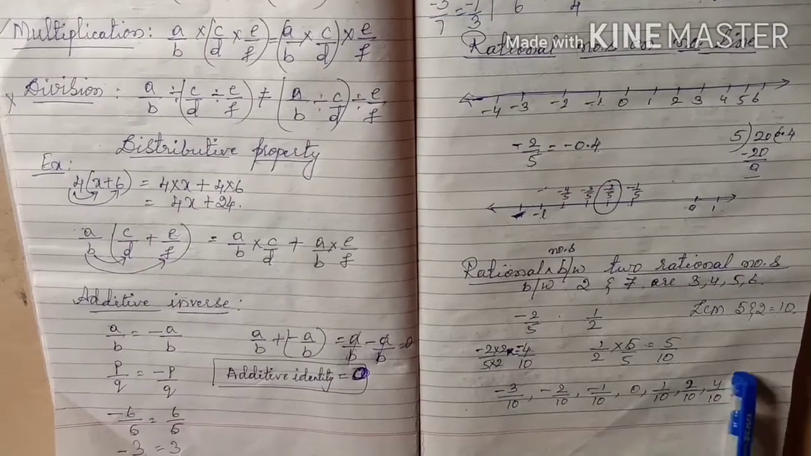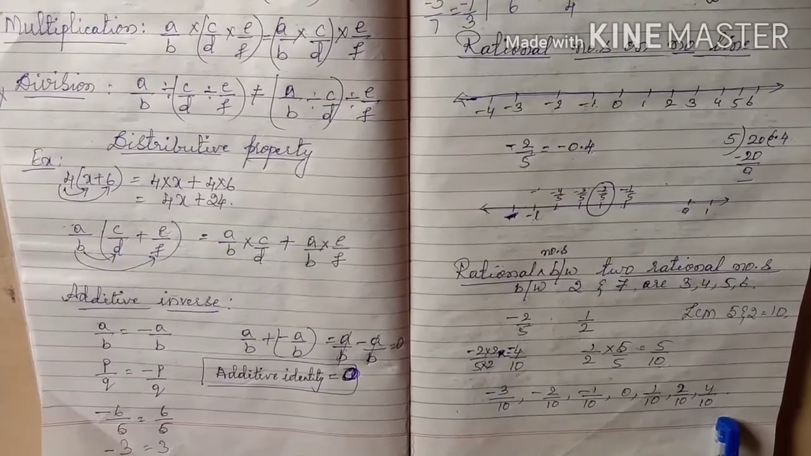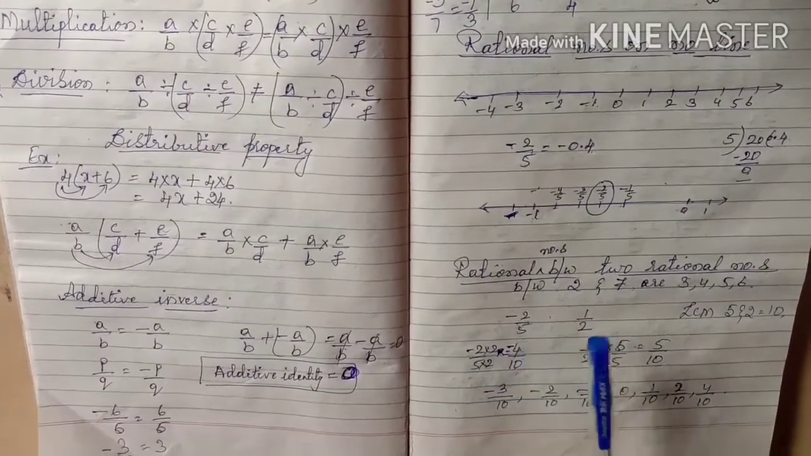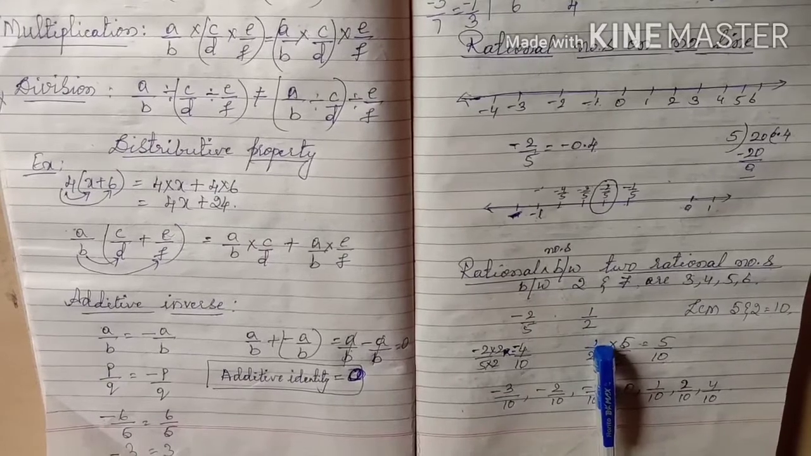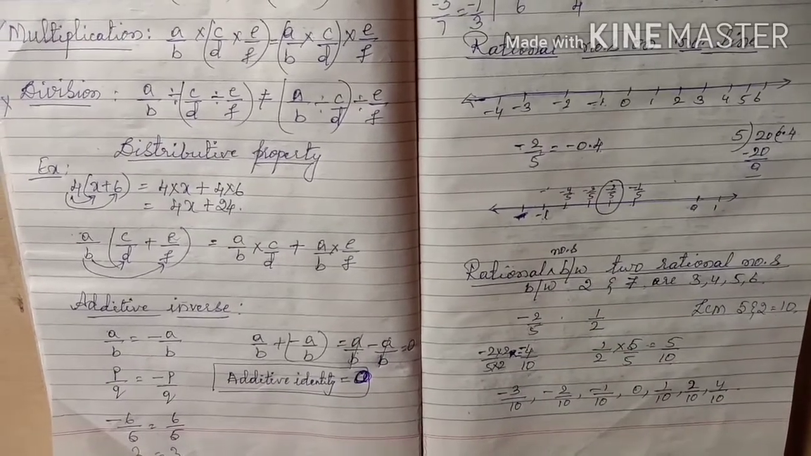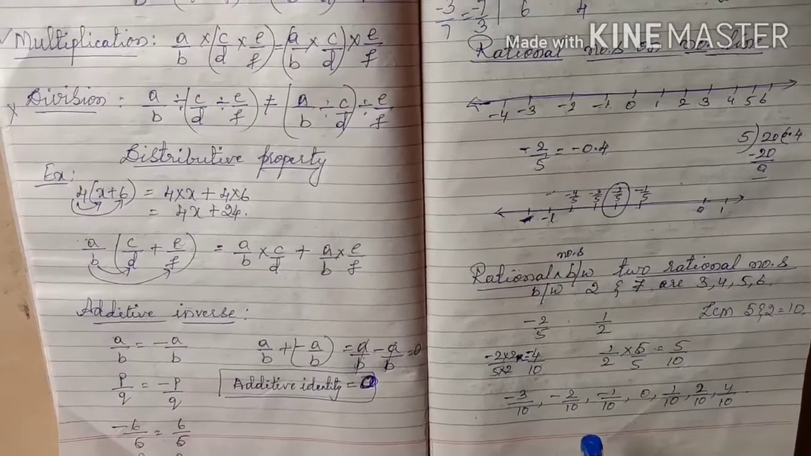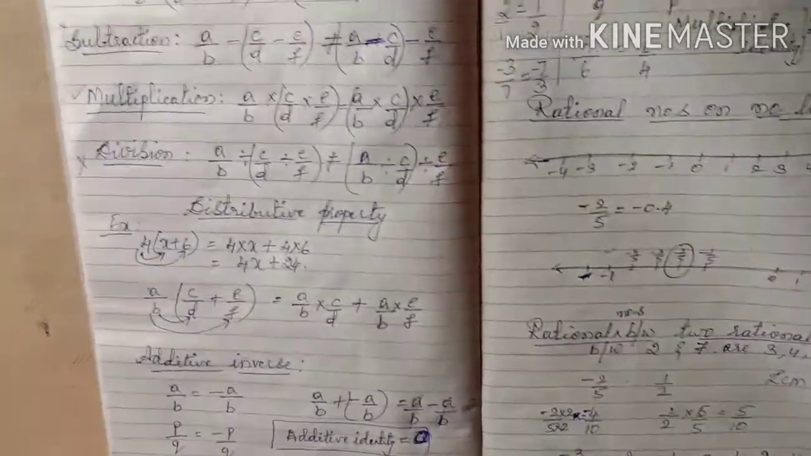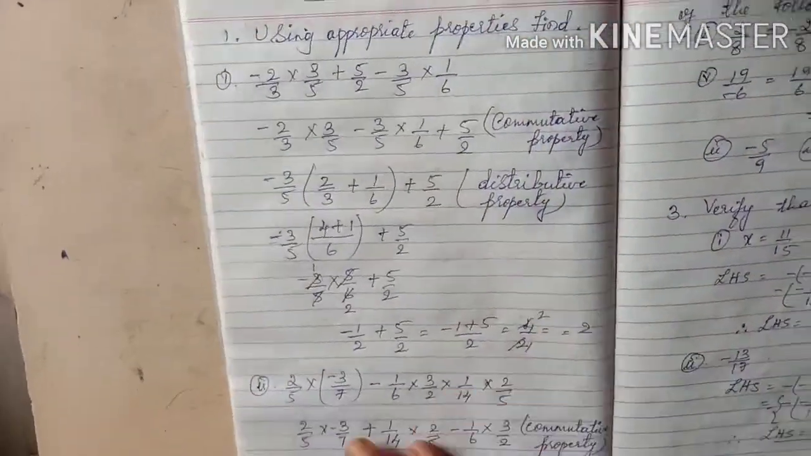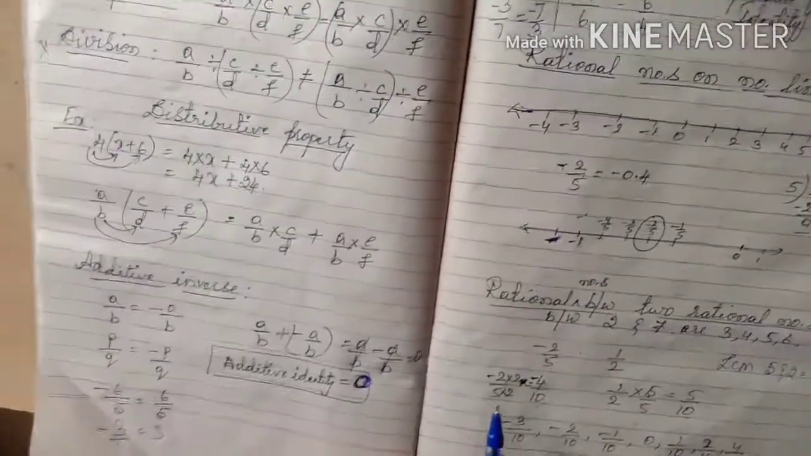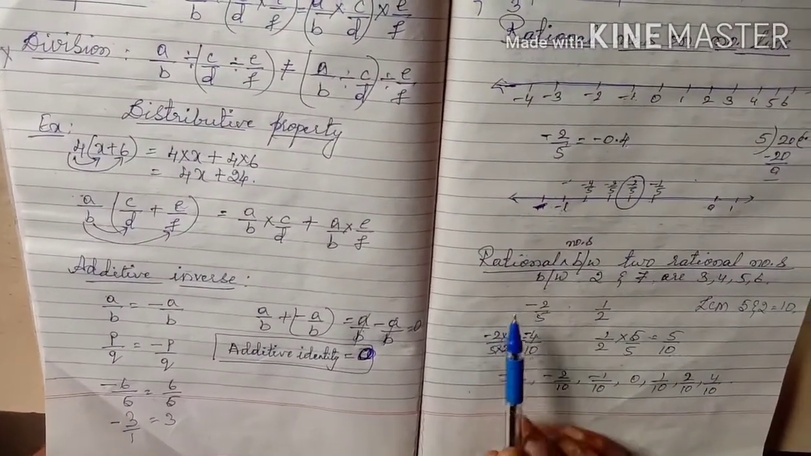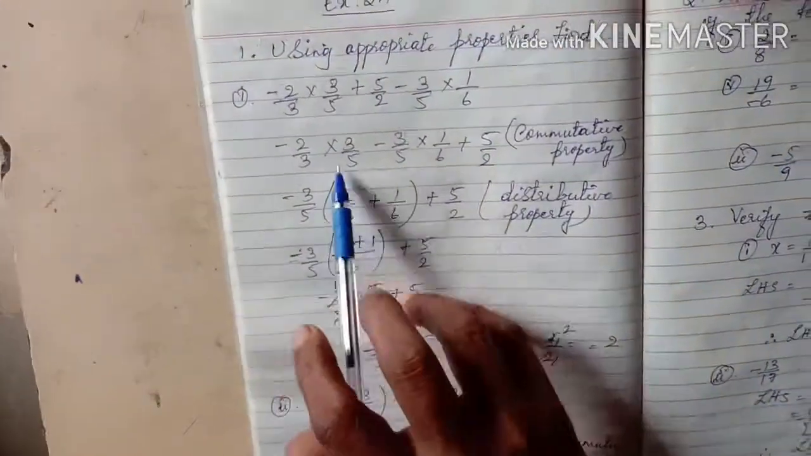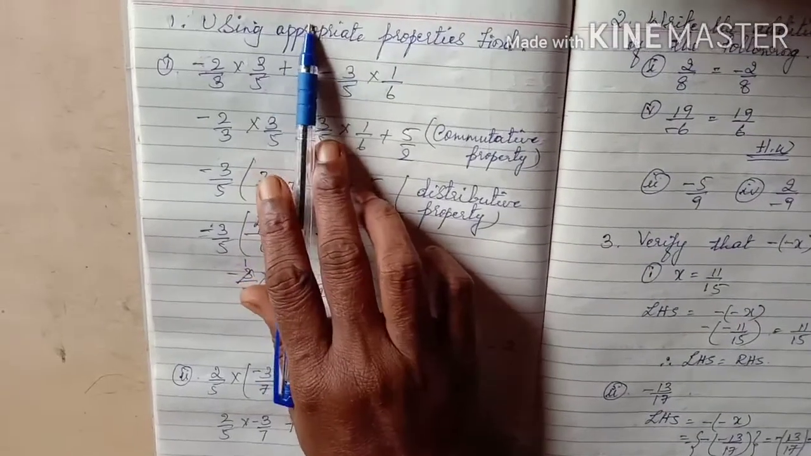So these are the rational numbers we got between minus 2 by 5 and 1 by 2, children. If you have any doubts, please ask personally, and I am ready to explain again. Okay children, now you all understood how to find rational numbers between two rational numbers. Yes or no, children? Now next, let us go to exercise 2.1.